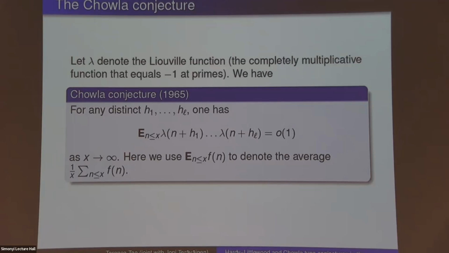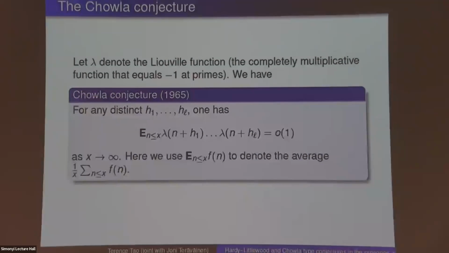Okay, so the Chowla conjecture can be stated for either the Liouville or the Mobius function. I'm going to state it here for the Liouville function. The Liouville function is the multiplicative function that equals -1 on the primes. So lambda of n is 1 if you have a product of an even number of primes, and -1 if you have a product of an odd number of primes, counting multiplicity. And the Chowla conjecture is that all the correlations of the Liouville function are asymptotically 0.